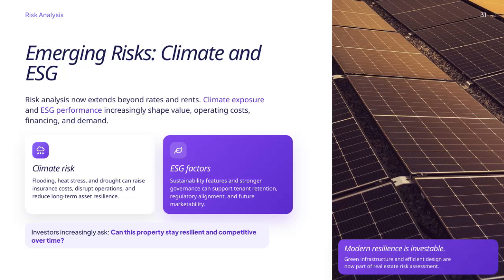As we look at emerging risks, climate and ESG factors are becoming critical in risk analysis. It's no longer just about rates and rents. Now we must consider how climate exposure and ESG performance impact property value, operating costs, financing, and demand. Climate risks such as flooding, heat stress, and drought can raise insurance premiums, disrupt daily operations, and threaten the long-term resilience of assets. On the ESG side, incorporating sustainability features and strong governance helps with tenant retention, ensures compliance with regulations, and boosts future marketability.